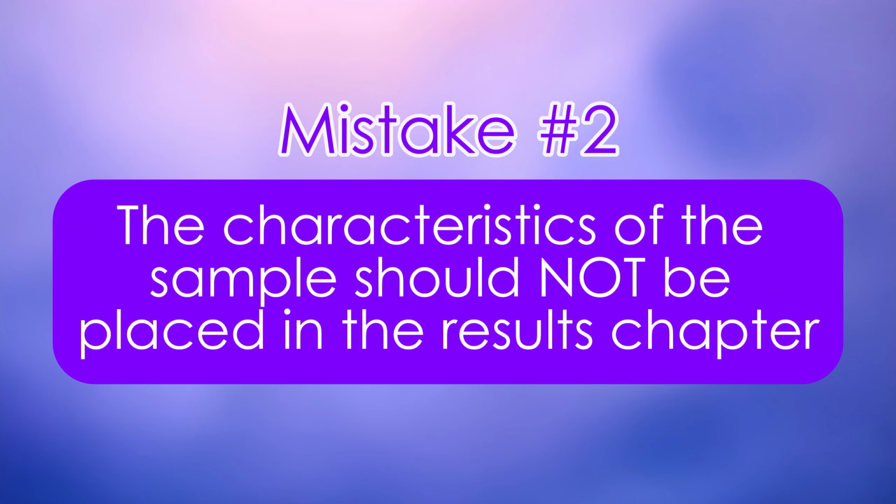The second mistake is one of the easiest to fix. Many students place information about the characteristics of the sample at the beginning of the results chapter, but this is not the right place for this information. Let's look at some poor examples followed by good ones.